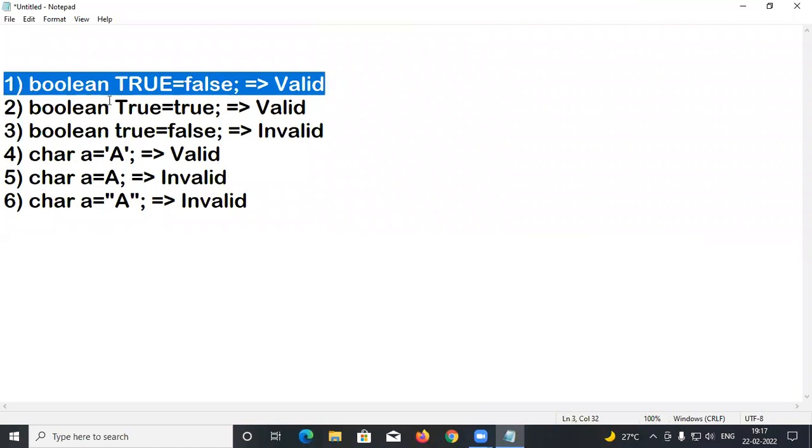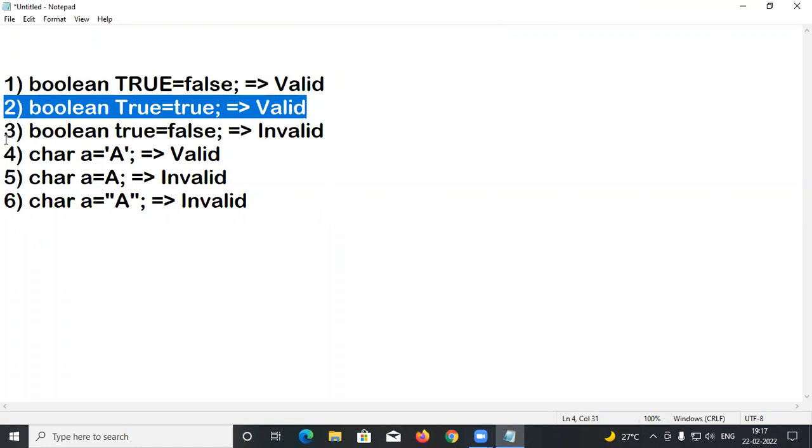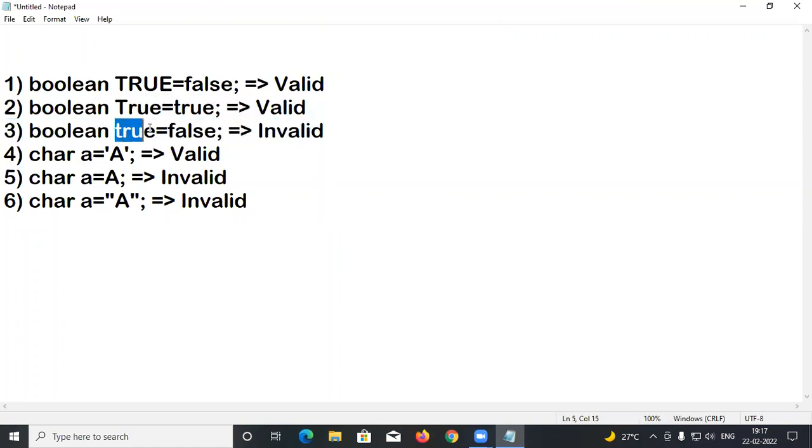Now see the first one. According to identifier rule, valid. According to literal rule, valid. So the first one is completely valid. Second one also valid. Third one, this true is reserved. We should not use it as an identifier. That's why it is not valid. Next, this is valid. Here character literal must be in single quotes. That's why it's an error. Not valid. Character a equal to, here I have written double quotes. It is also not valid.